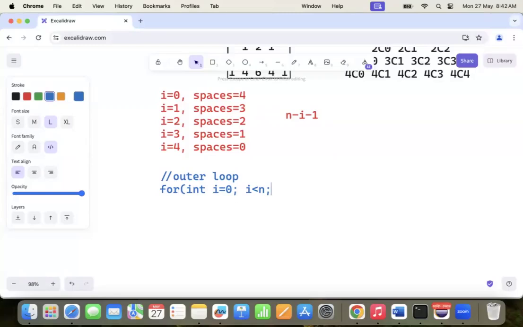That's why we are writing i less than n. Am I clear? i plus plus. Could you tell me, this is the outer loop? I'm talking about inner loop now. Inner loop 1. I'm not talking about inner loop 2. I'm talking about inner loop 1. Could you tell me this is for spaces, right?